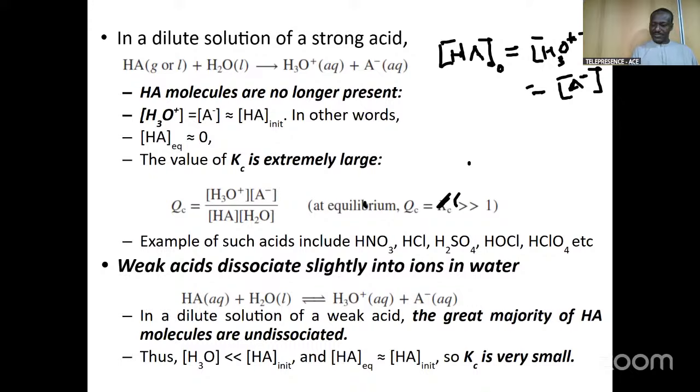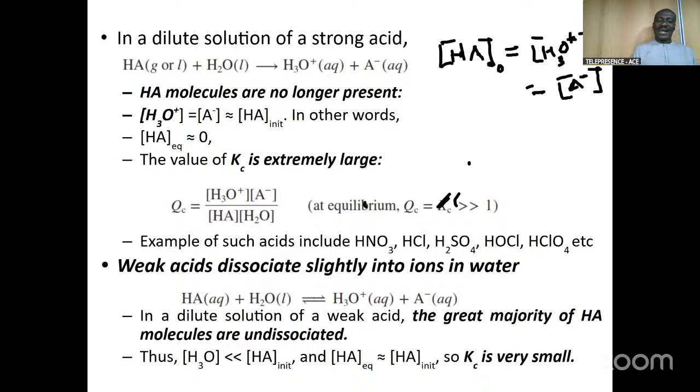What is here? Come in, please. Okay, I'm sure you can see it. Something is blocking what I wrote there. That's why I couldn't see it. But don't worry. All right, I can see it now. And of course, HClO4.